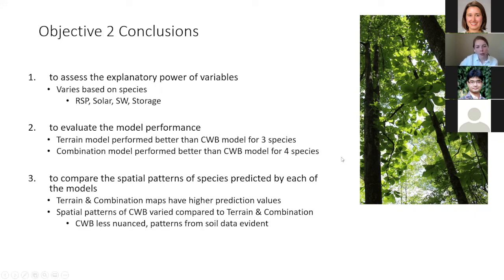So the climate water balance appears to be less nuanced, and the patterns from the soil data are pretty evident. And we note that the soil or slope position is important in describing some species. All the species that I showed do show to some degree an affinity to a certain slope position. I'm thinking about Quercus montana or even Fagus grandifolia. They're found within certain parts of that slope.